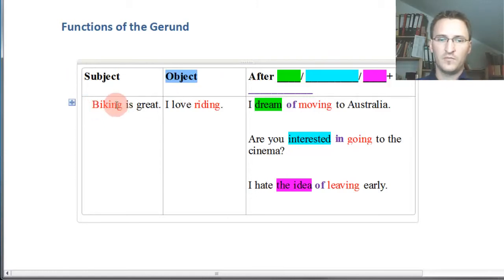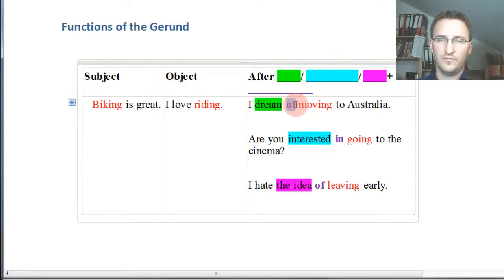Clearly, my use of the color red indicates the forms that are actually the gerund. Let's start with the first sentence here. I dream of moving to Australia. Here it has got object function, but why do we use it, or how do we know that the gerund is coming here?